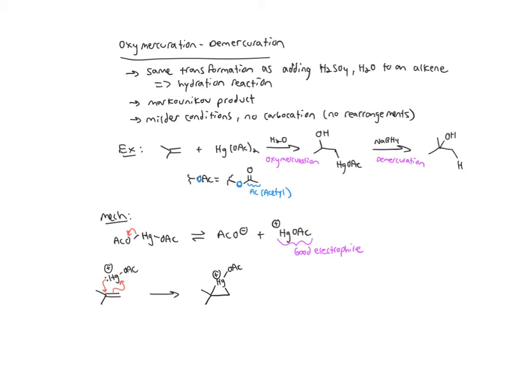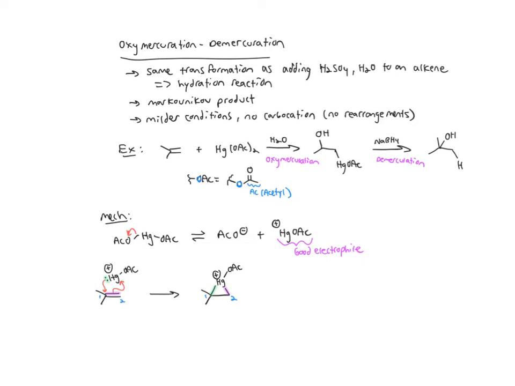If we want to see what's going on with the electrons, the lone pairs of the mercury are making this bond here, and the electrons that were in the pi bond are making the other bond of the ring. It can sometimes be hard to see these three-membered ring intermediates, especially at first. So this is what's going on with our mechanism.